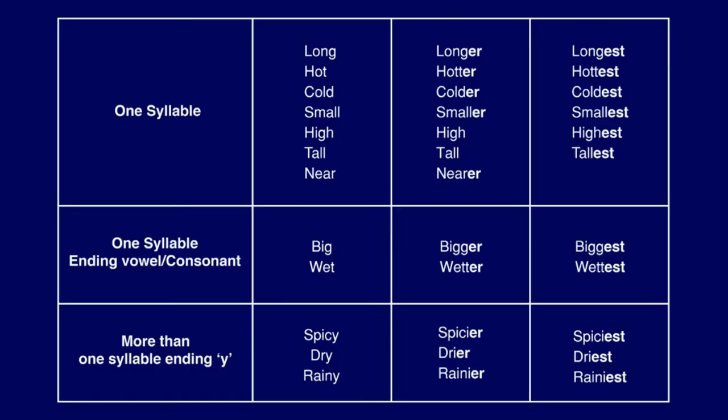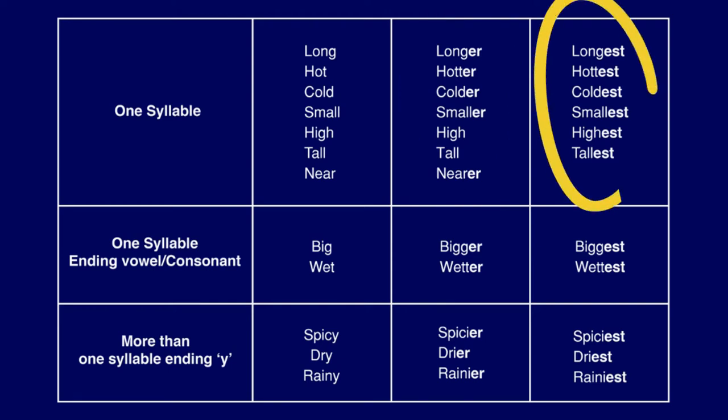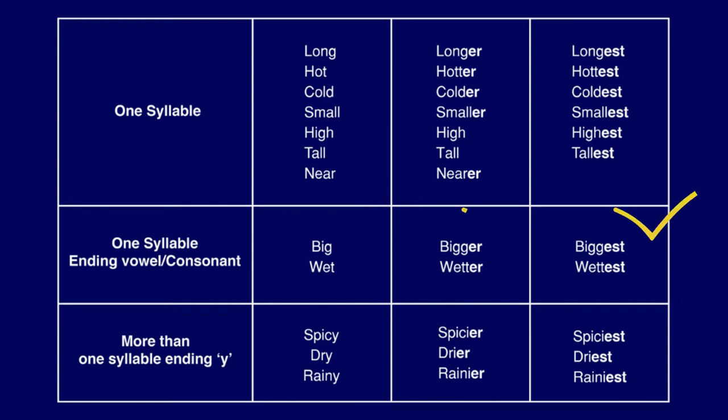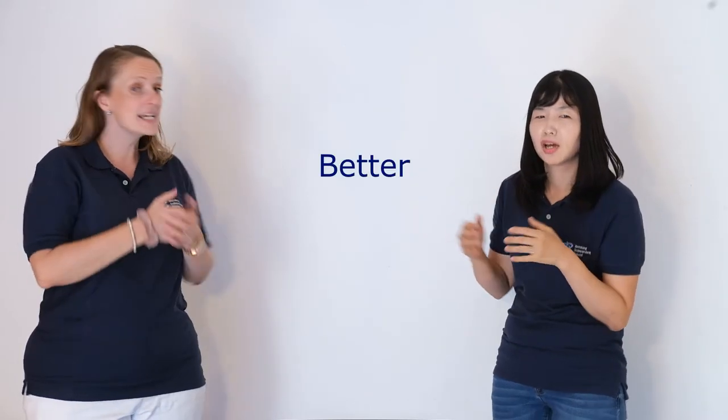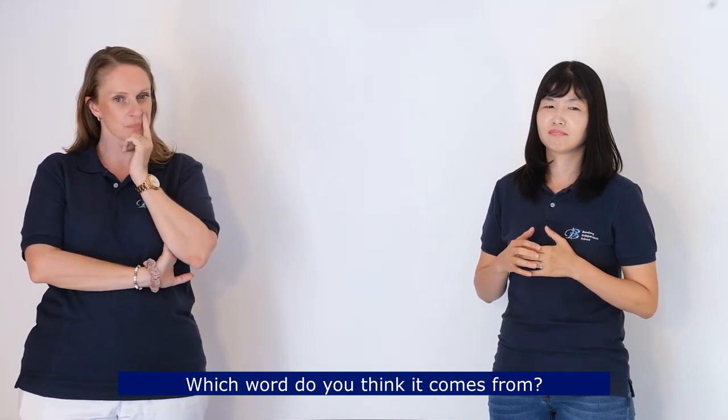So we can see that for adjectives with one syllable, we just add er for a comparative or est for a superlative. But when the adjective ends in y, we add ier for comparatives or iest for the superlatives. And when the adjective ends in a vowel and then a consonant, we double the consonant. What about better? Well, better is a regular adjective. Which word do you think it comes from?